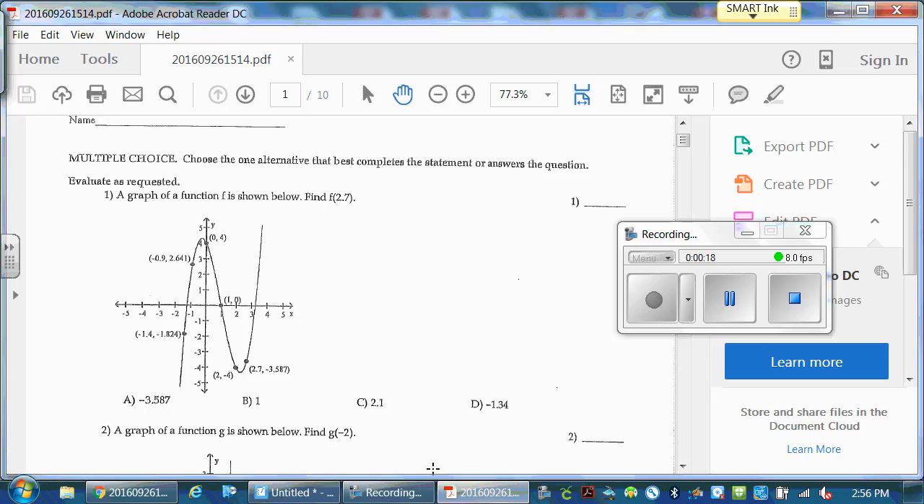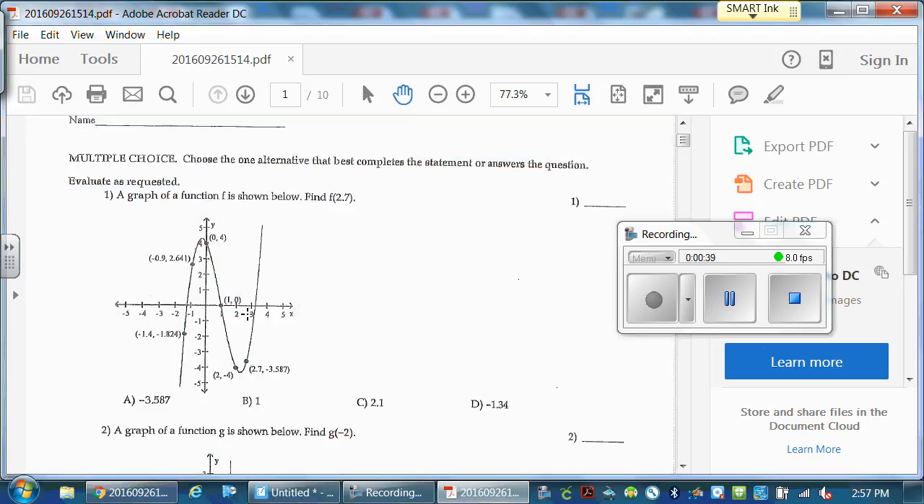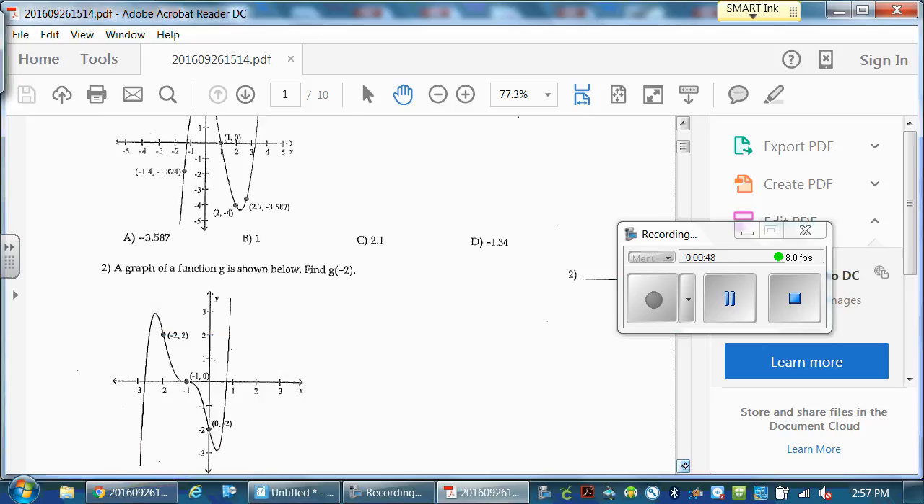Your question says a graph of a function f is shown below. Find f of 2.7. Well, the number inside the parentheses is your x value, because usually it's find f of x. So f of 2.7, we're looking for when x is 2.7, what is the y? So when x is 2.7, that'd be right down here on this graph. It'd be negative 3.587. So my answer for number one is going to be A, negative 3.587.